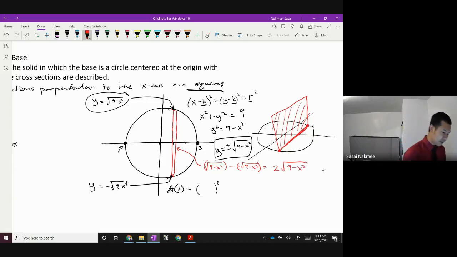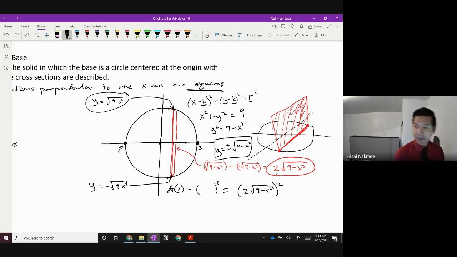So what's the distance in here that's in red, from here to here? It's equal to 2 times the square root of 9 minus x squared. Meaning, if I'm looking to calculate the area of this square right there, that area is going to be equal to 2 times the square root of 9 minus x squared, what? Squared. And that's it. That's your setup.